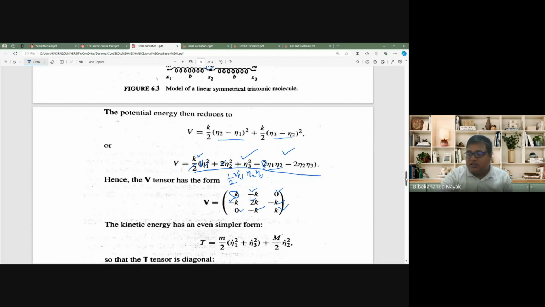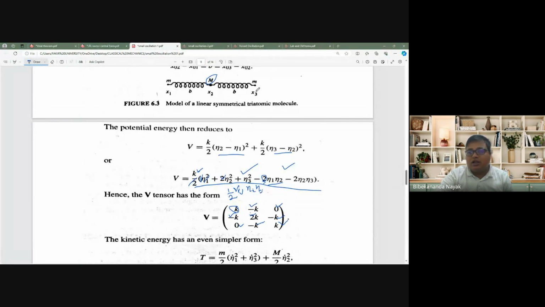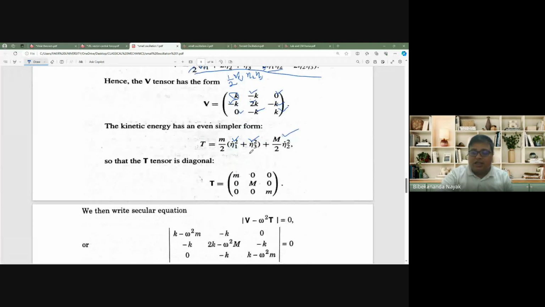So the kinetic energy is half m1 eta 1 dot square, half m2 eta 2 dot square, half m3 eta 3 dot square. The mass is the same, so we can write half m eta 1 dot square, half m eta 3 dot square, half capital M eta 2 dot square. Generally kinetic energy is diagonal. The form is half Tij eta i dot eta j dot, so comparing, the coefficients are m and capital M.